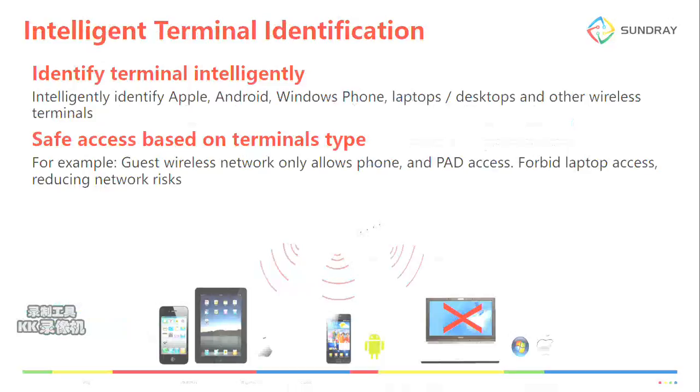Next, we support intelligent terminal identification. So we can detect the terminal type, like iOS devices or Android devices. Some of the customers think that hackers may be using laptops, so we can only allow mobile devices to access the network. And also, based on the terminal type, we can pop out different captive portal pages, or we can set policies based on the terminal types.